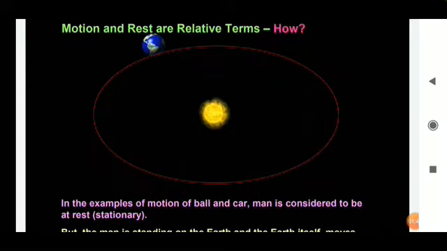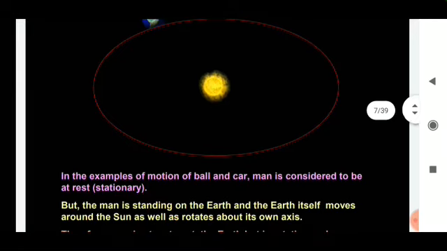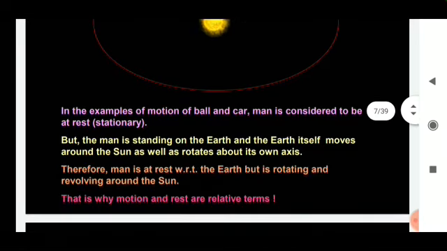So, you are going to get a doubt about this: how the motion and rest are relative terms. Here we can see in the figure that the earth is rotating and also revolving around the sun. In the examples of motion of a ball and a car, the man is considered to be at rest. But the man is standing on the earth, and the earth itself moves around the sun as well as rotates about its own axis. Therefore, the man is at rest, but the earth is rotating and revolving around the sun.